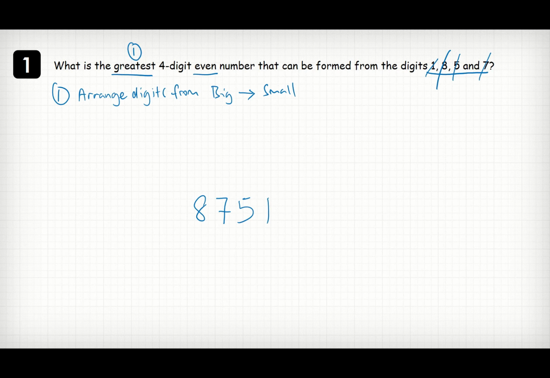Right? But now, how do we make sure it is an even number? How do we use this information? So, my tip number 2, or my strategy number 2 to make an even number is to find the nearest even digit and put it in the ones place.